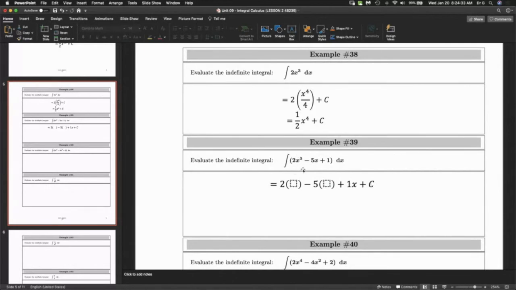So what's the antiderivative of x to the 3? That's what goes here. What's that? So I see it, and then Jai's actually simplified the answer, but can I have the unsimplified first? What goes here in this bracket?